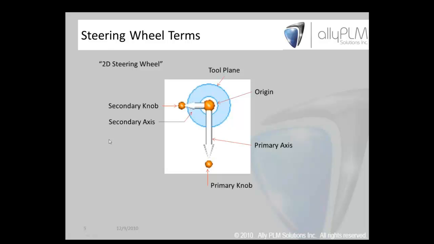The previous slide was the 3D steering wheel. Here is the 2D steering wheel. So if we select a hole, a face set as a whole, or maybe even a cylindrical face, a circular cutout, you will notice that this 2D steering wheel comes up, and you see some of the same labels as far as the secondary axis with the secondary knob to change the vector orientation. You have the primary axis and the primary knob. The origin, once again, is the location of our steering wheel and our from point for our moves, and then once again the tool plane. So we'll take a look at both of these as we go.